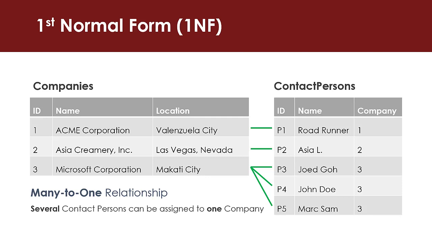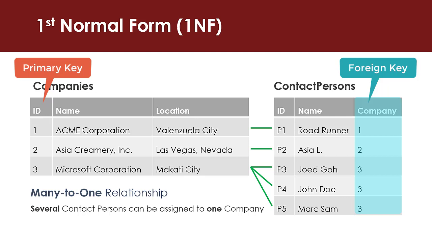In this illustration, both tables adhere to the first normal form. Each has its own primary key that is unique for each row. And the additional field here in the contact persons table used to reference rows from the customer's table is called a foreign key. A foreign key is a key that is used to link 2 tables together. It is a field or group of fields in one table that refers to the primary key in another table.